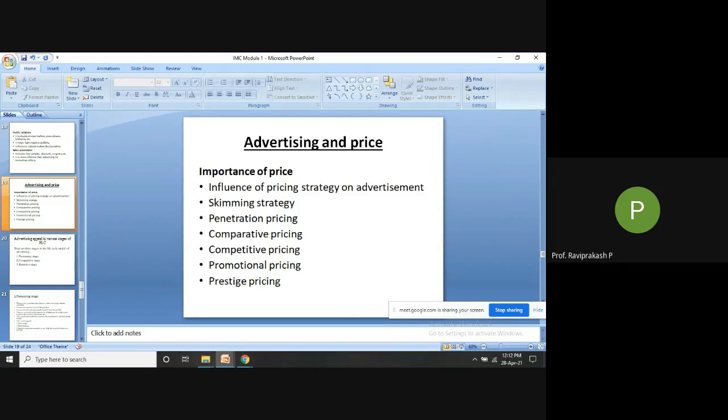Last is prestige pricing. Prestige pricing means if you have a product that has more value, people try to associate it with their prestige. If I'm having a car that is an Audi or a Rolls Royce, I'm having that prestige. So why is that being done? Because of the pricing. If everybody cannot afford that particular thing, that is prestige pricing.